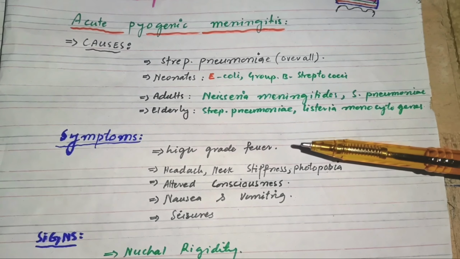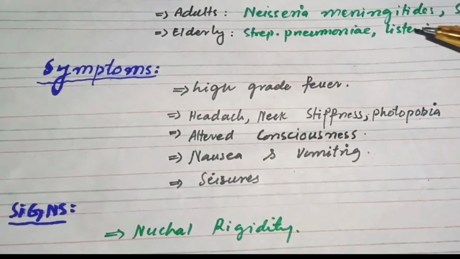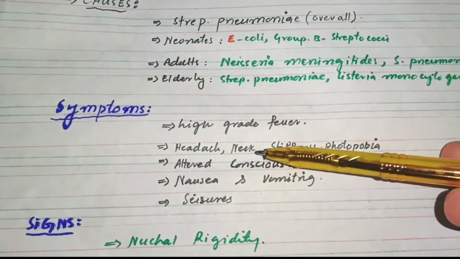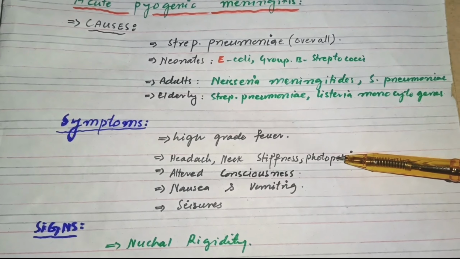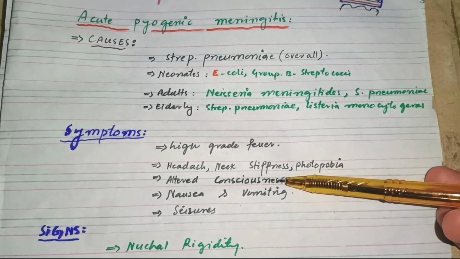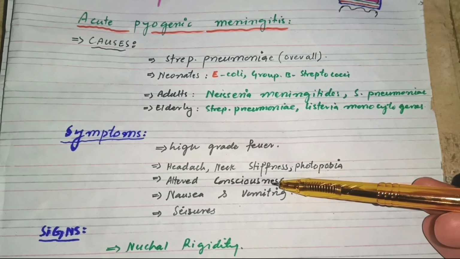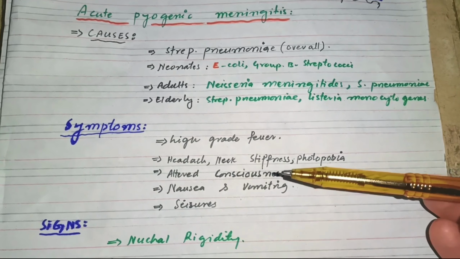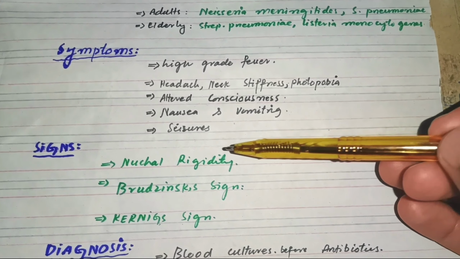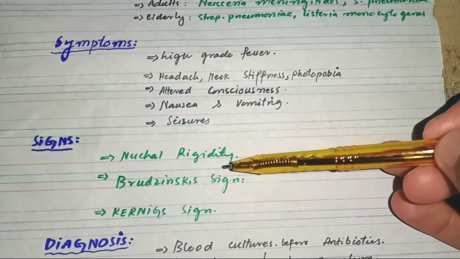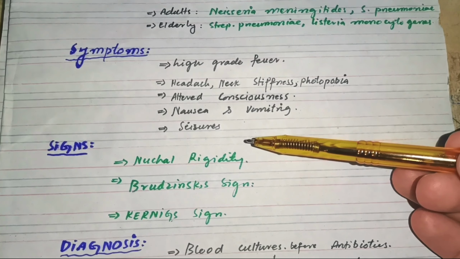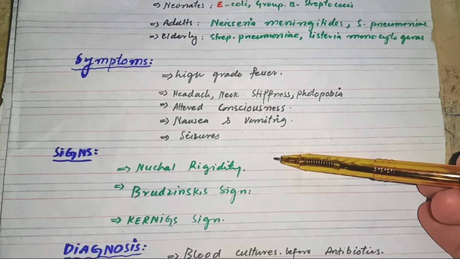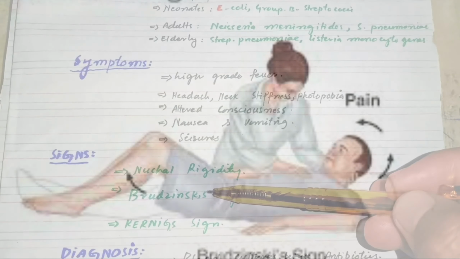So, what are the signs and symptoms? The patient will present with high grade fever, headache, neck stiffness, photophobia, a changed level of consciousness, and nausea and vomiting. The patient may also present with seizures. So, what are the signs that the patient will present with in the OPD or emergency? The signs are nuchal rigidity, which is also called neck stiffness, and the Brudzinski sign.